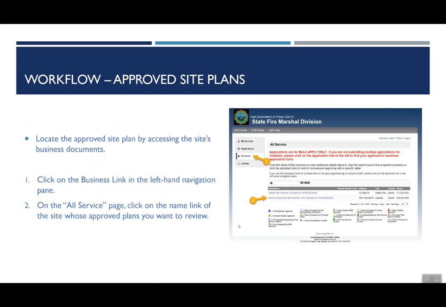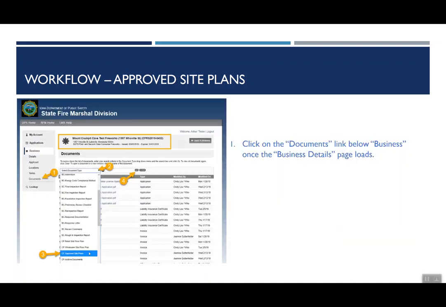Locating the approved site plans. We will no longer be emailing approved site plans to you when the license is issued. Instead, you'll be able to access the approved site plans at any time within LMS. To do this, first click on the business link in the left-hand navigation pane. Once the All Service page is loaded, scroll through the list of vendors and click on the name of the site whose plans you want to review.